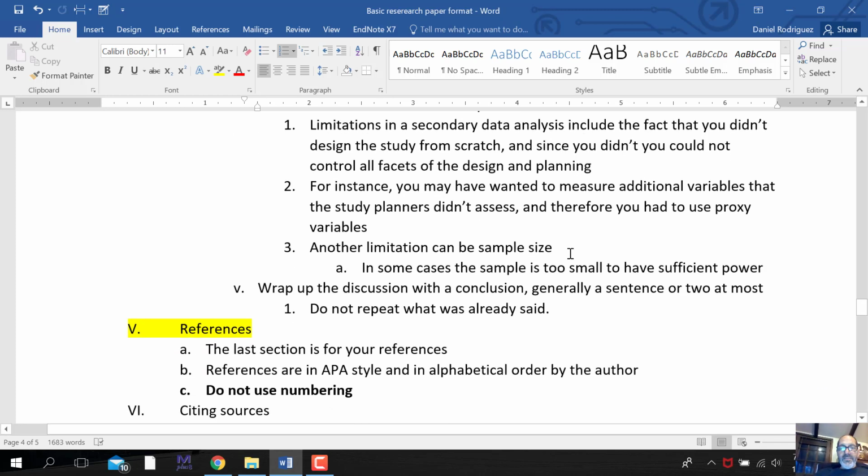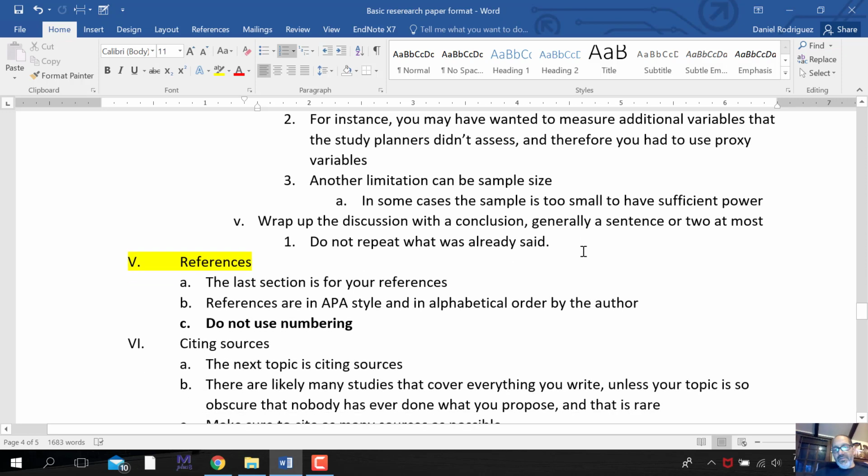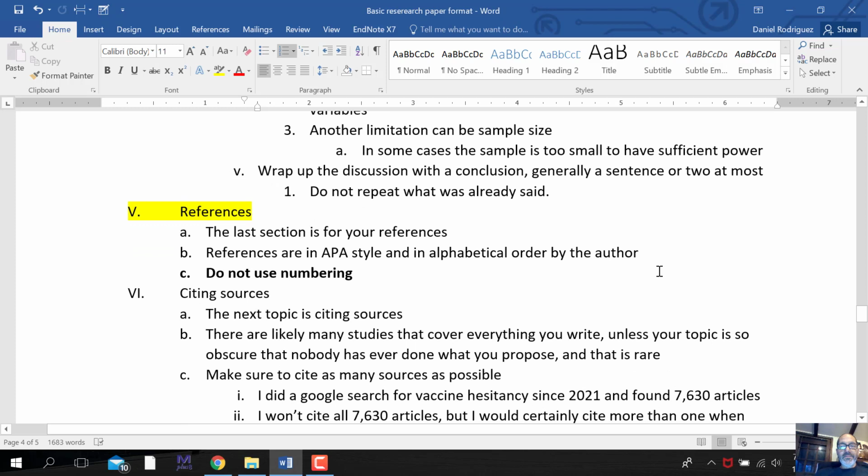So another limitation can be sample size. If your sample size is too small, you should mention that. Small sample sizes lack power. And again, I'm assuming that you understand what power is. Power is the probability of rejecting a false null hypothesis. I'm hoping you understand that. Wrap up your discussion with a conclusion, generally a sentence or two at the most. Do not repeat what was already said.